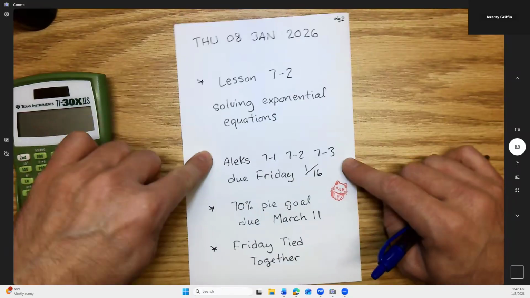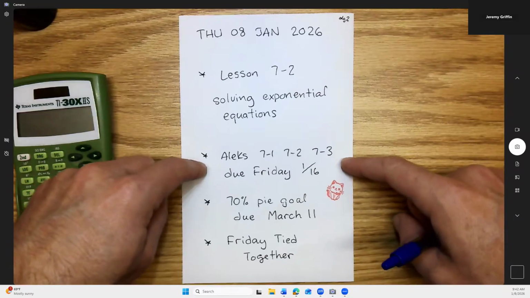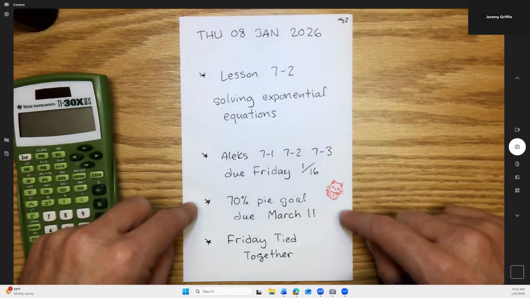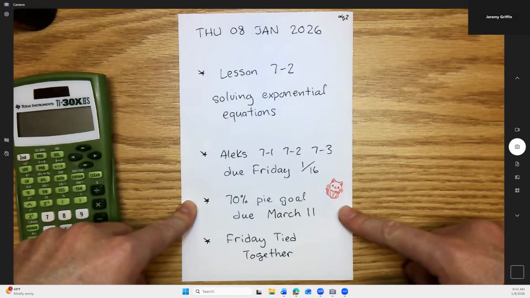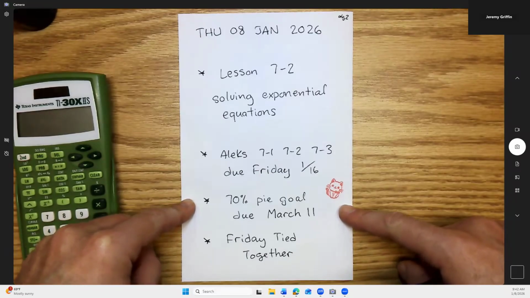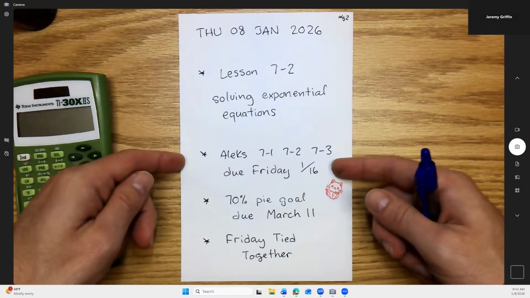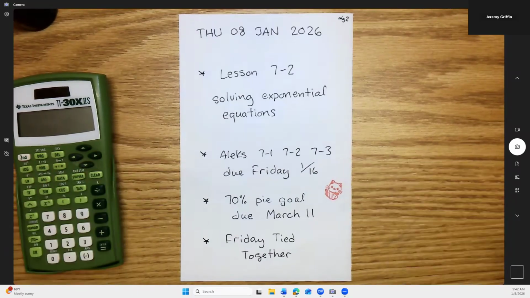This Alex has been open, of course, for a few days. The due date, I went ahead and tagged on to next Friday. I want to remind you guys too, your next Pi goal is 70%, and the due date I have for that is March 11th. I think tomorrow's a good Alex day. So tomorrow you can either work on this assignment or your general Pi goal, which are two separate things.